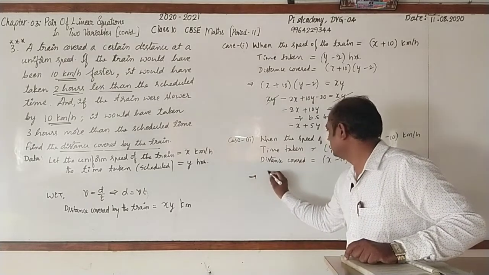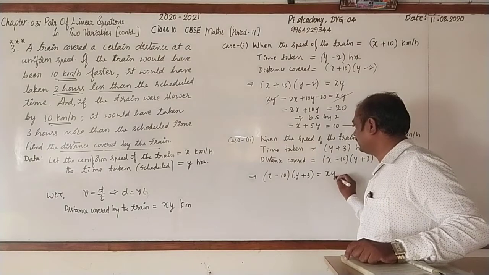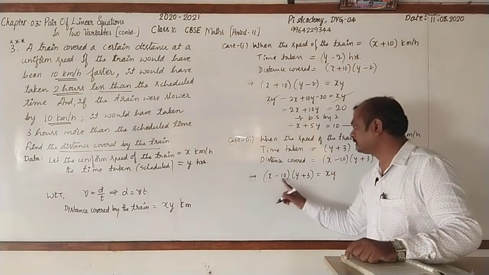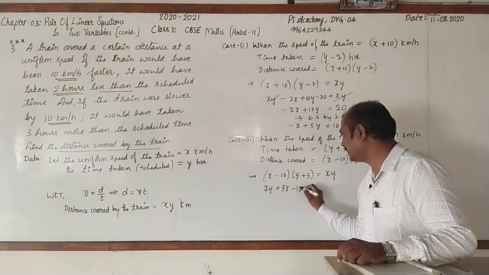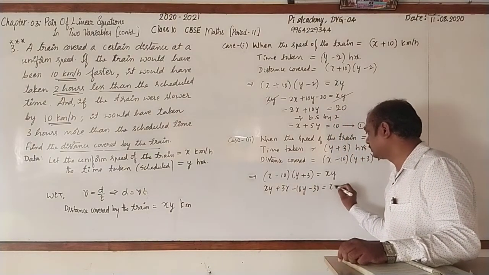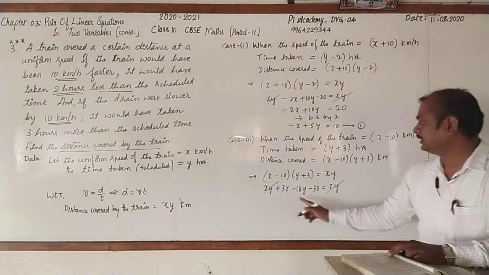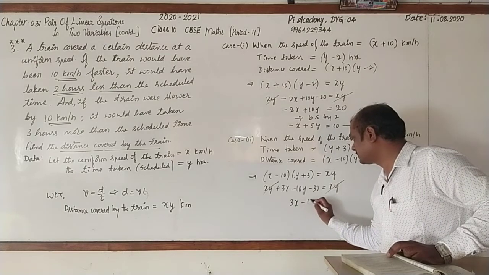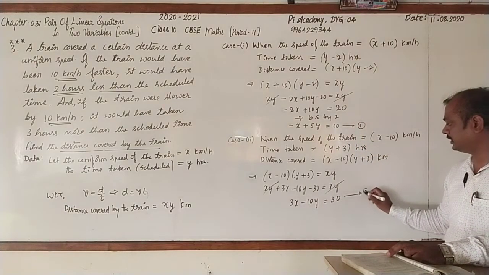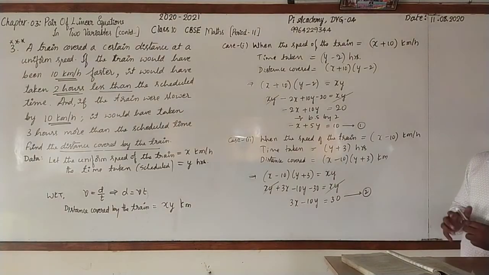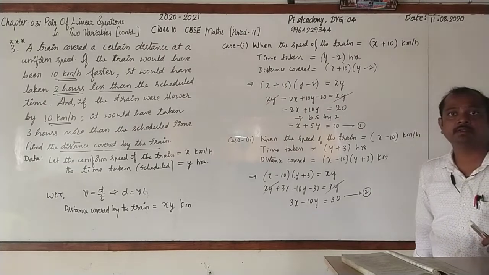Let us write that. x minus 10 into y plus 3 is equal to xy. Multiply x with both, minus 10 with both. xy plus 3x minus 10y minus 30 is equal to xy. xy gets cancelled. Then 3x minus 10y is equal to 30. You may call it equation 2. Understood? Now let us go for solving these two equations, by which method?